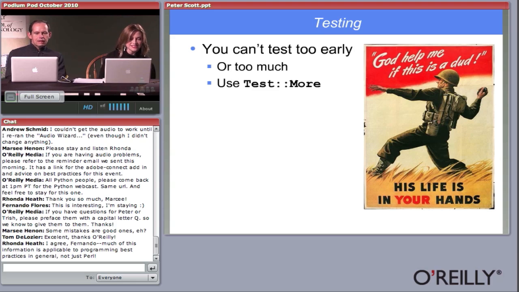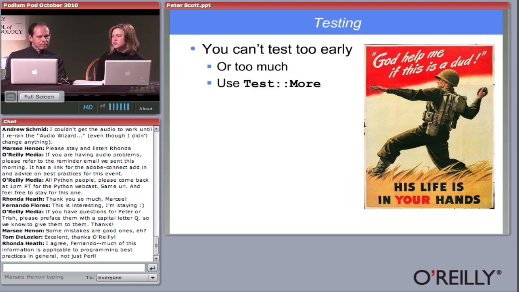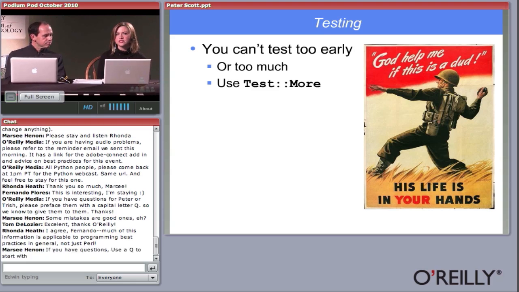Right. Rhonda Heath says much of this information is applicable to programming best practices in general, not just Perl, which I absolutely agree with, because I'm a LAMP programmer, and if someone's a Python programmer, you can't just go out there and learn a language. You need the foundations of design and proper practices and testing before you can go out there and do a decent job at it. Absolutely.